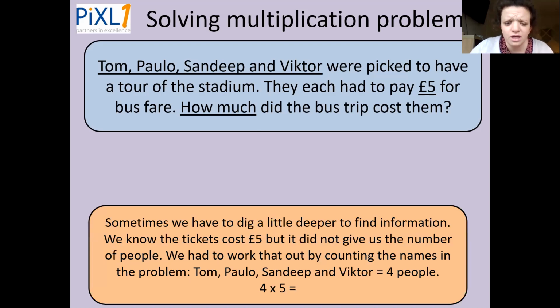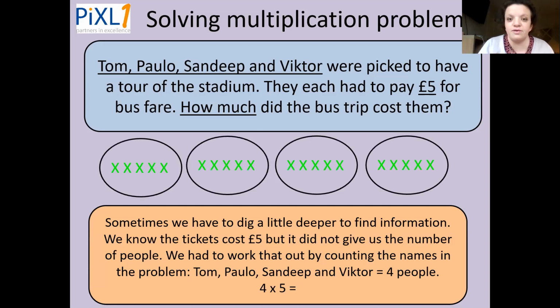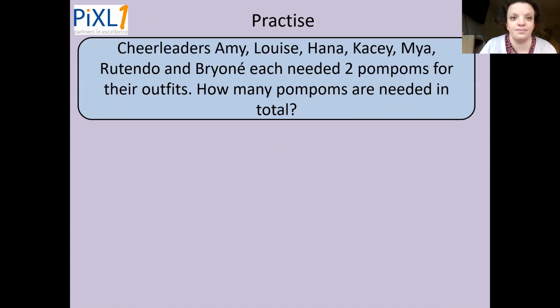Okay. Sometimes we have to dig a little deeper to find the information. We know the tickets cost £5, but it did not give us the number of people. So we had to work that out. So Tom, Paolo, Sandeep and Victor is 4 people. So it's 4 groups of 5, which equals 20. If you got that as the answer, well done. See if you can have a go at this one.